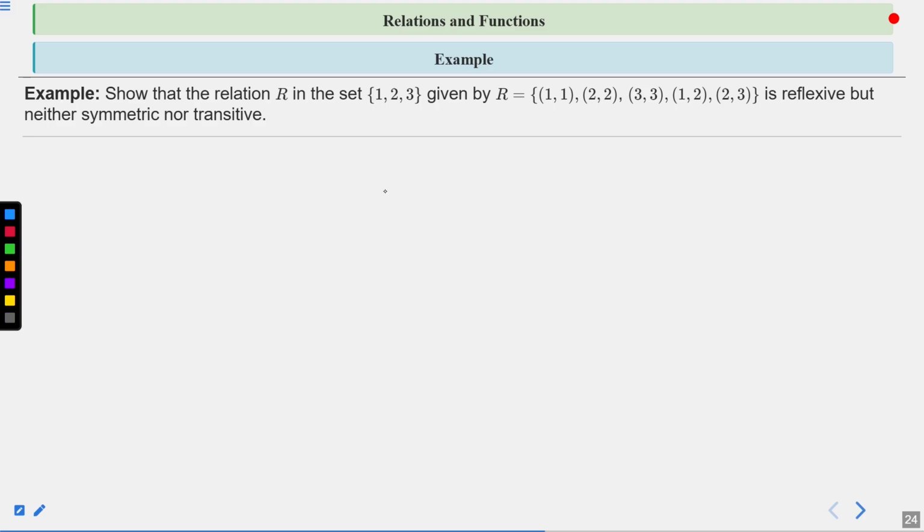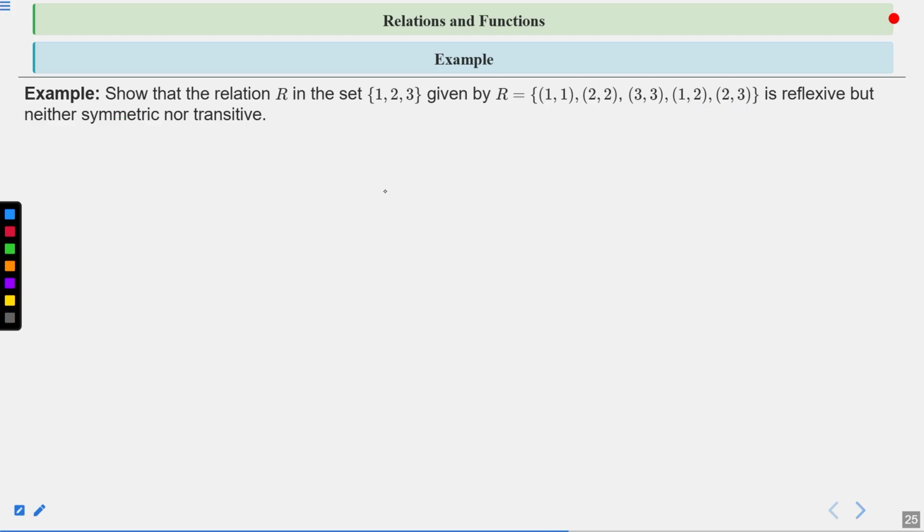Another example: show that the relation R in the set {1, 2, 3} given by, so relation R is simply in roster form, the pairs (1,1), (2,2), (3,3), (1,2), (2,3), is reflexive but neither symmetric nor transitive. Now here you can easily answer the question, as your relation is given in roster form.